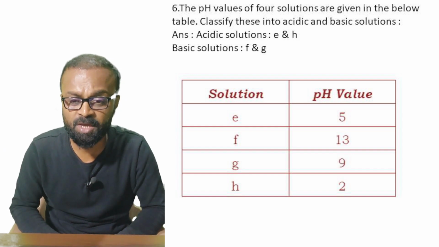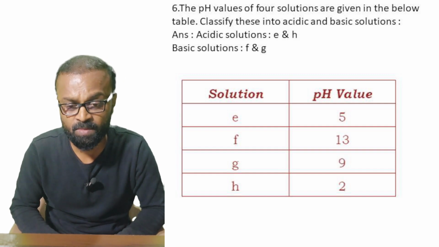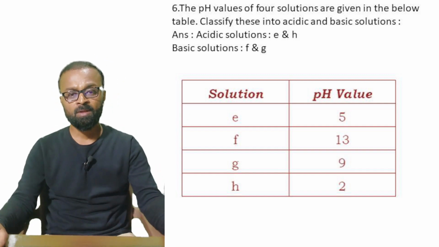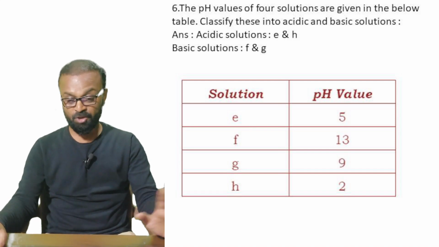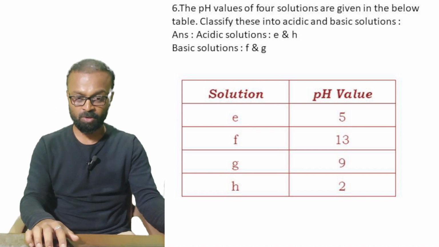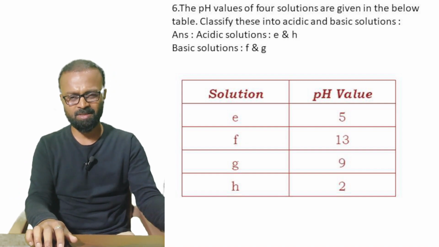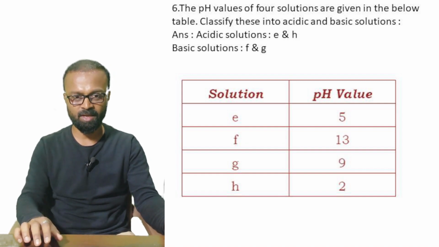Definitely the pH value 2, that is H, is a strong acid, and the weak acid would be E, that is the pH value 5 and all. So based on this, again, sure shot they'll ask for 2 or 3 marks, so you should know the pH value, how it works. This is one of the simplest questions they can ask.